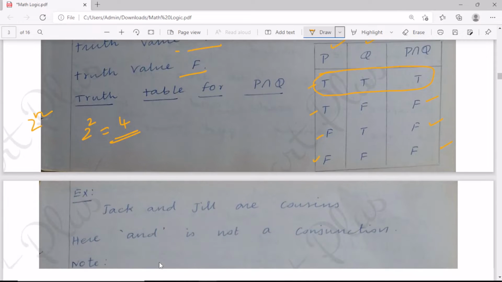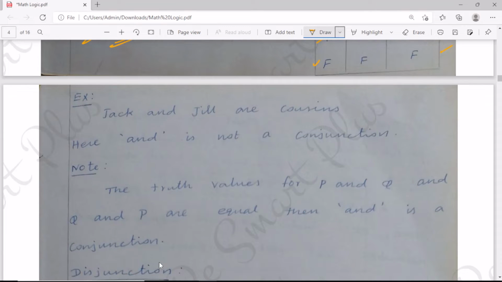Okay. Next. For example, let me show you a statement for your understanding. Jack and Jill are cousins. Here, and is not a conjunction.